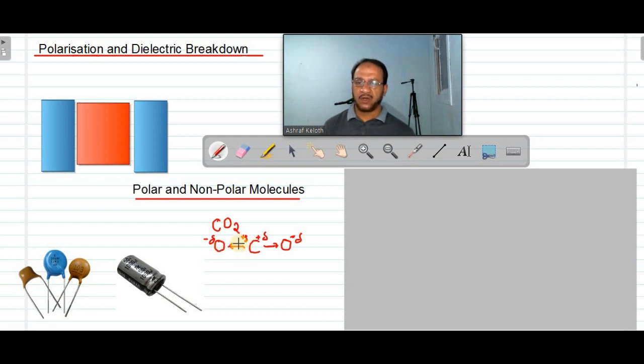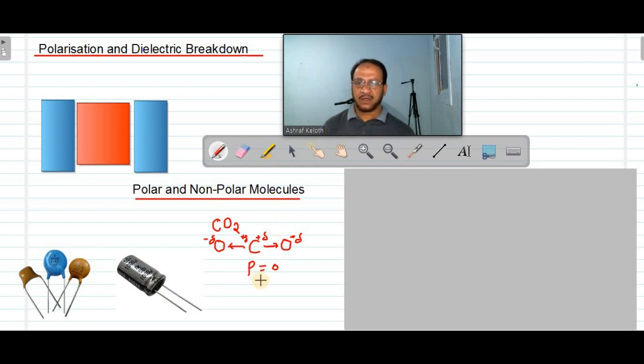These two equal and opposite charges on either side will create two dipoles, but they are equal and opposite. The dipole moments are equal and opposite, so they cancel each other. So the total dipole moment of the carbon dioxide molecule is 0. Dipole moment P is equal to 0. Carbon dioxide is a non-polar molecule.